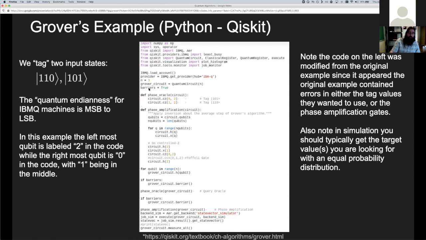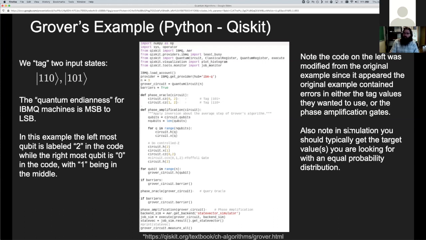So in the actual code, 2 would be the bit on the left, 0 would be on the right, and 1 being in the middle, and so forth. And then this code was actually taken from another example from the textbook, but it looked like I couldn't really tell if there was an issue with the amplification gates or what they were expecting, or even their tag values. But regardless, based on what they provided and what their tag values are, I was able to modify this to actually make it work with the correct probability to get stuff back.